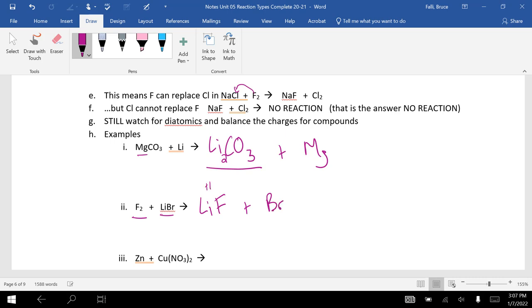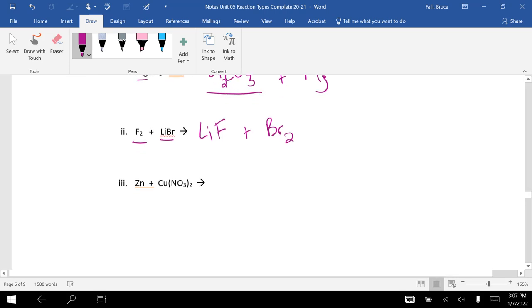Charges, lithium is plus one. Fluorine's minus one. That's good. Bromine, doggies, is diatomic. So that means I got to put my two here. There we go. I must get that one.